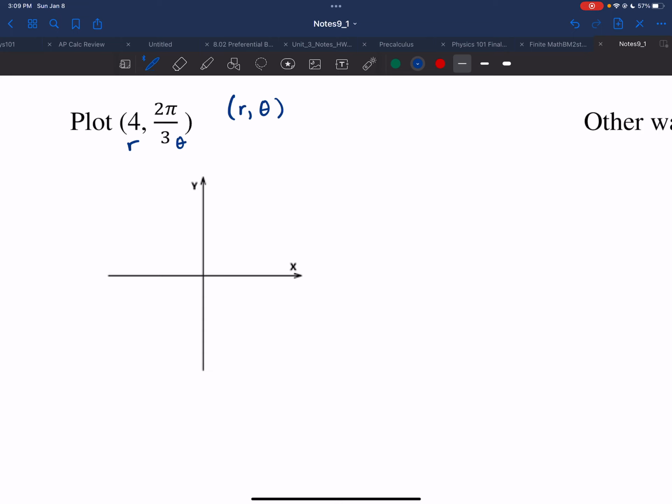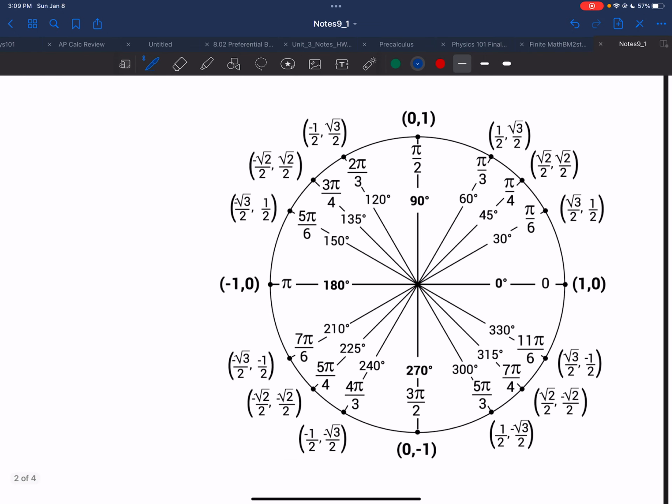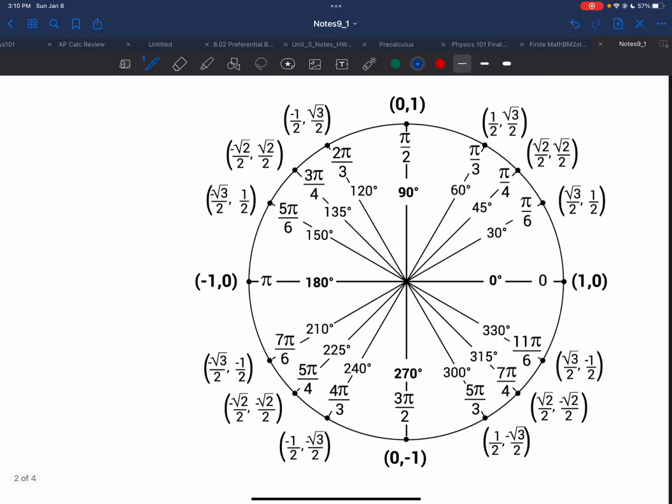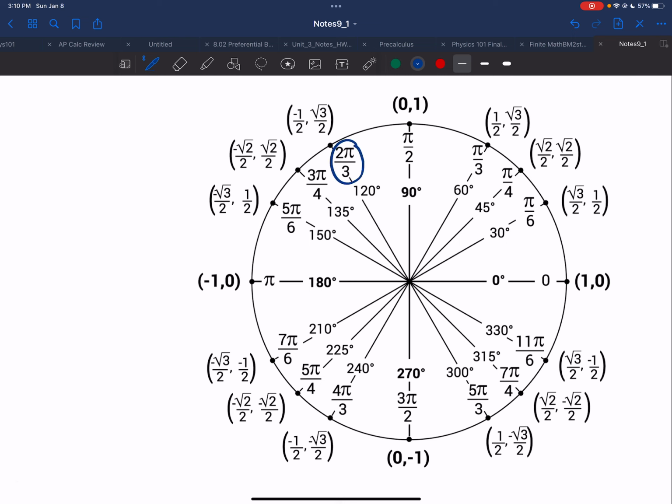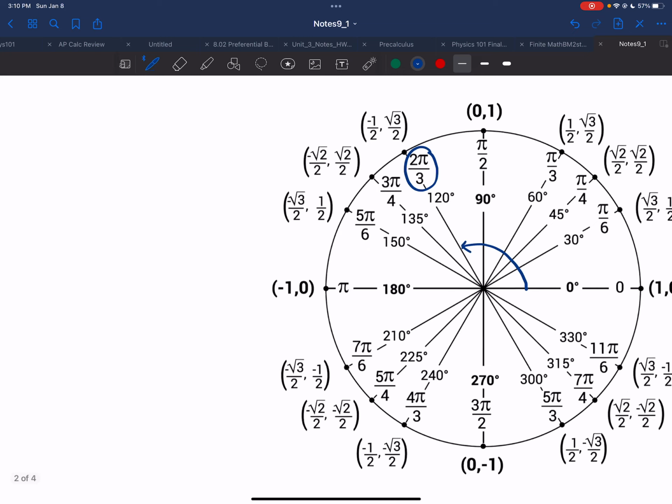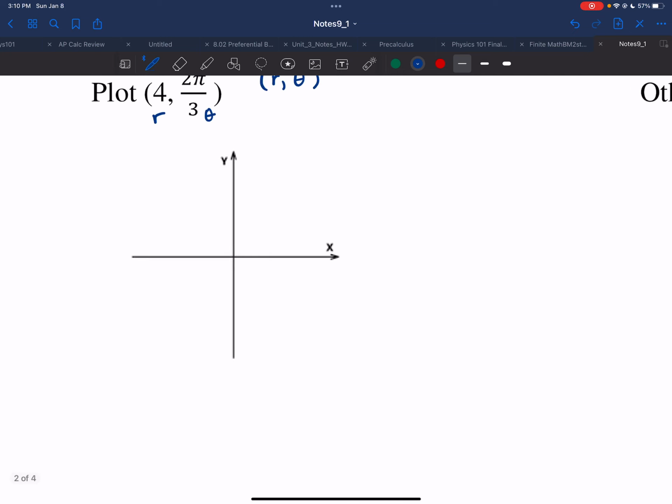Well, 2 pi over 3, I put a unit circle here. 2 pi over 3 is right here. So it's at 120 degrees. So that's where I'm going to place my number line. So I'm going to bring it up to about 120 degrees, right about there, and draw my number line. And it looks like here on the fourth one is where I'm going to have 4 and 2 pi over 3. So there is my plot point.